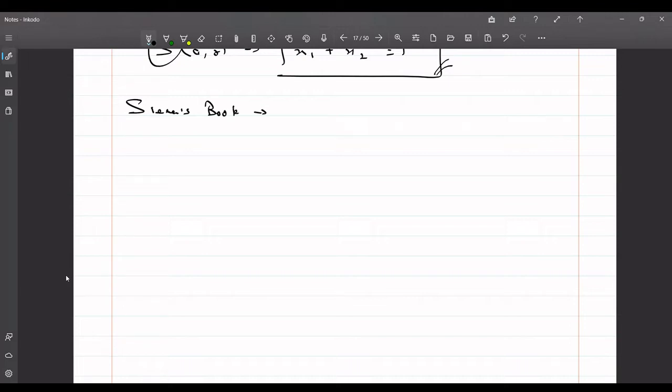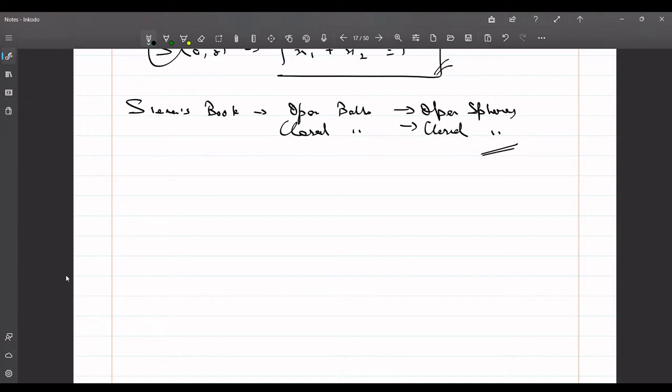You will be getting terms like open spheres and closed spheres. Open balls will be their open spheres, and closed balls will be closed spheres. Don't get confused. Whatever terminology you have set up in your mind, just follow that.